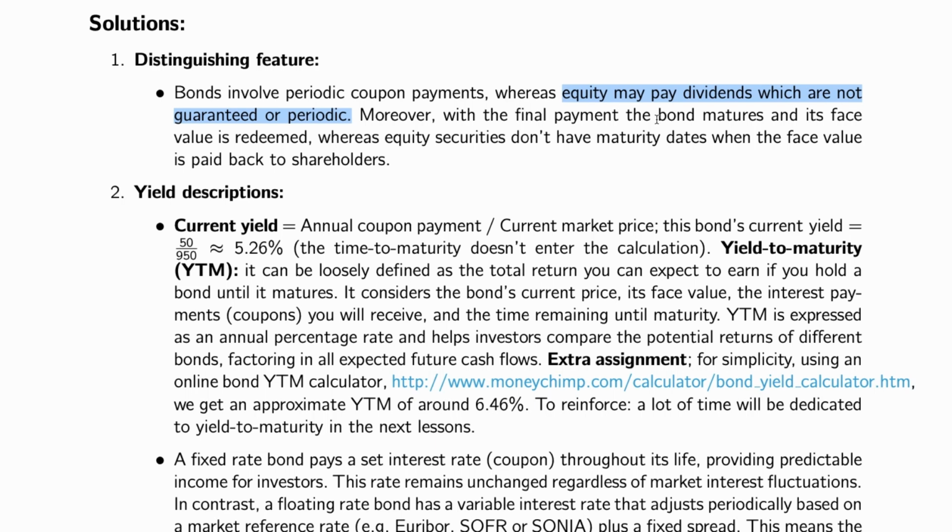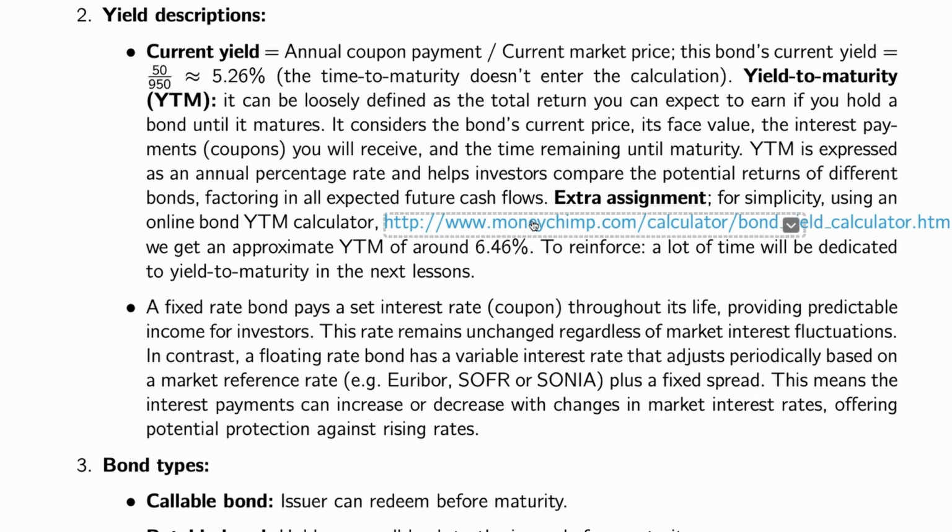Equity, on the other hand, represents ownership in a company and may pay dividends, but these are neither guaranteed nor periodic. Equity does not have a maturity date, meaning it doesn't have a predefined endpoint when investors get their principal back. Next, we dive into the concept of bond yields, which help investors gauge the returns they can expect from bonds. To calculate the current yield, annual coupon payment divided by current market price.